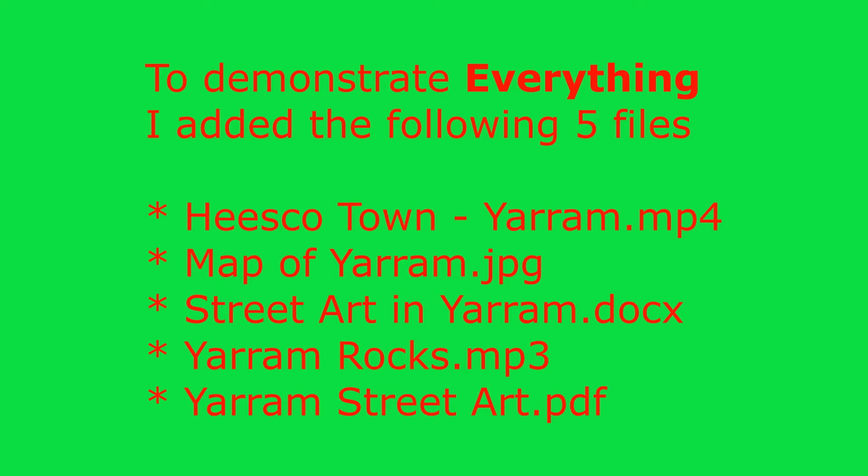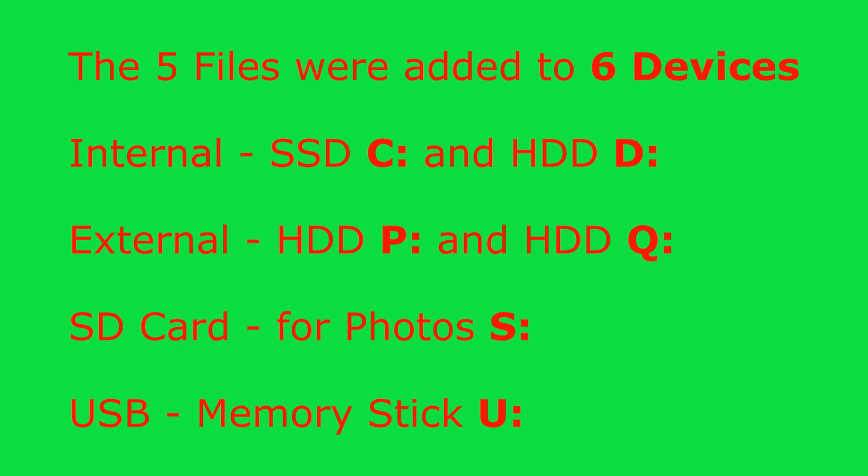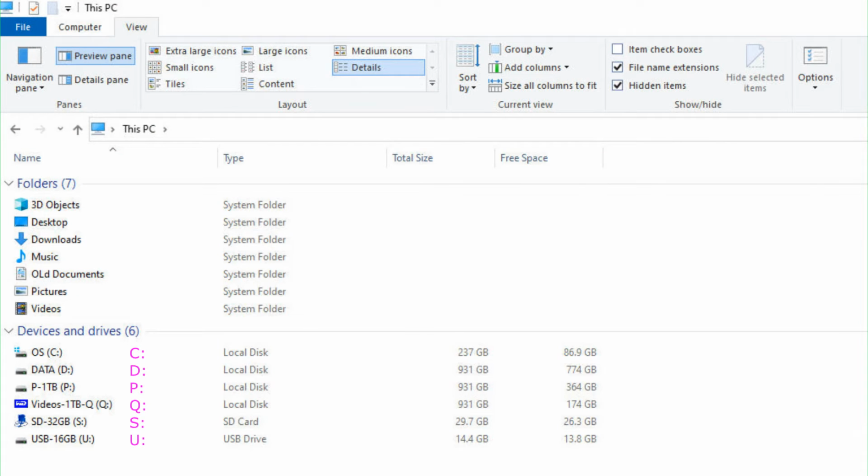I have set up 5 files to search for: an MP4 movie file, a JPEG picture file, a Word document, an audio file, and a PDF. There are 4 drives, plus an SD card and a USB memory stick. Shown in File Explorer, in the bottom left corner are the 6 devices: C, D, P, Q, S and U.